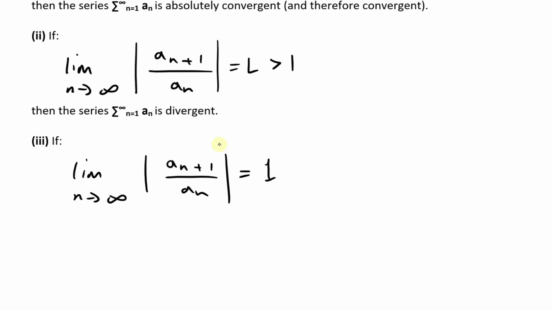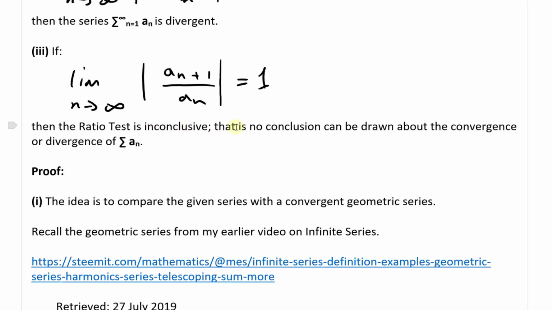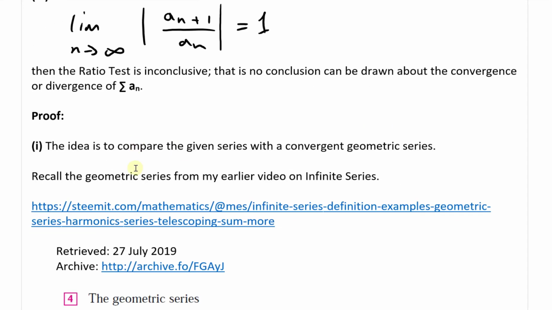and let's just say it equals 1 here. If it equals 1, then the ratio test is inconclusive. That is, no conclusion can be drawn about the convergence or divergence of the series, the summation of a_n. Alright, so now let's look at the proof for this.